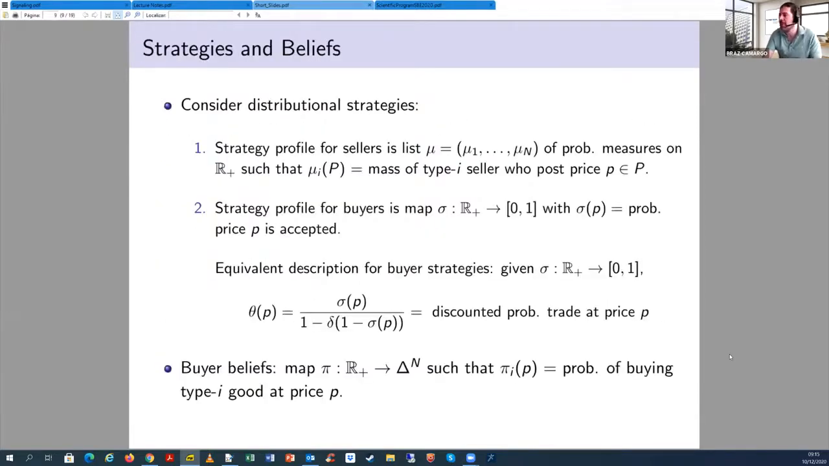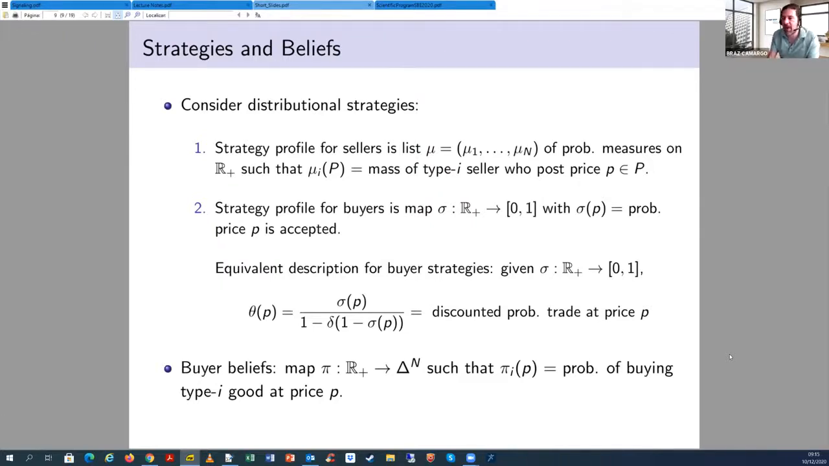So how do we describe behavior, strategies, and beliefs? It's simpler to work with what we call distribution of strategies. Instead of talking about individual behavior, I'm going to talk about aggregate behavior. A strategy profile for the sellers is a list of probability measures on R+, so sellers post non-negative prices, such that mu I of P is the mass of type I sellers who post a price in the set P.